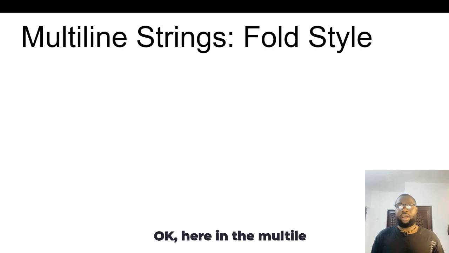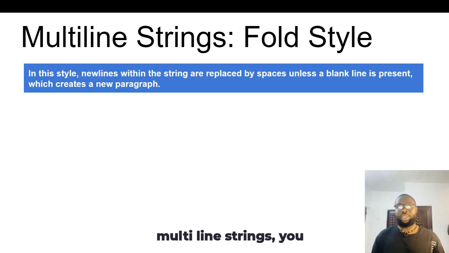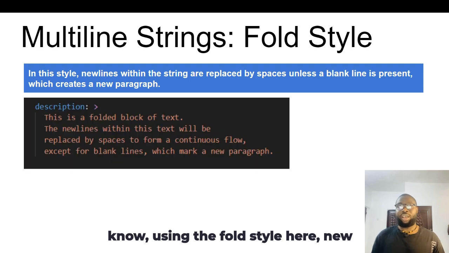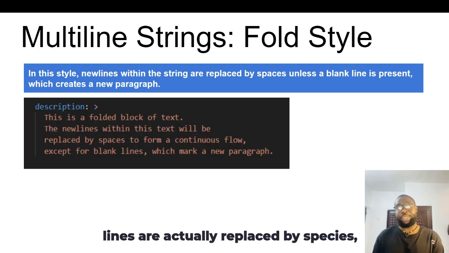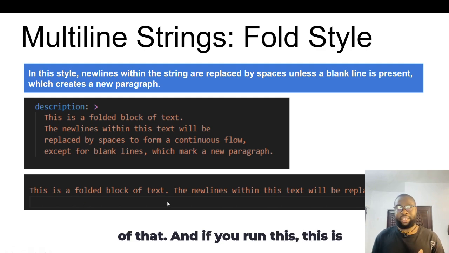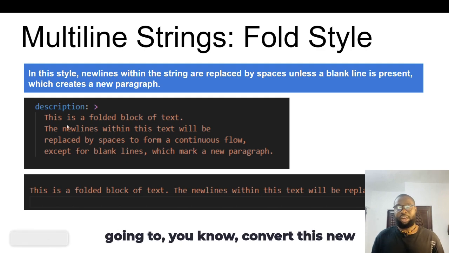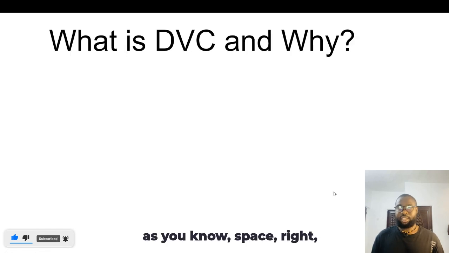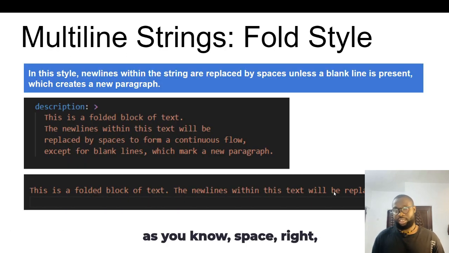In multi-line strings using the folded style, newlines are actually replaced by spaces, right? This is an example of that, and if you run this, this is likely what you're going to get. It's going to convert these newlines into spaces, right? Okay.